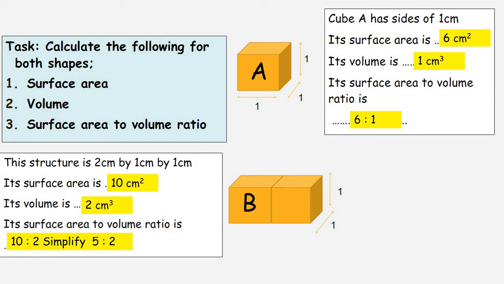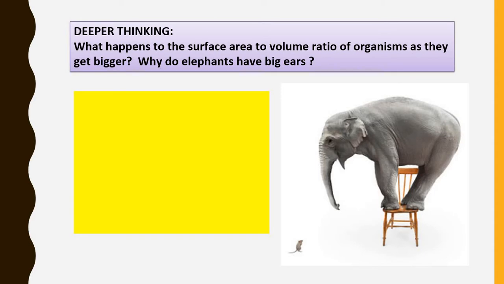So just in doing that, we can see that as we increase the size of the organism, and we can think of these as almost like cells as well, if we think at a cellular level, if we increase the size of the organism, what is happening to that surface area to volume ratio? Bear in mind that should say 5 to 1. So what happens to the surface area to volume ratio of organisms as they get bigger? Why do elephants have big ears in this case, as an example? So pause the video and have a think.